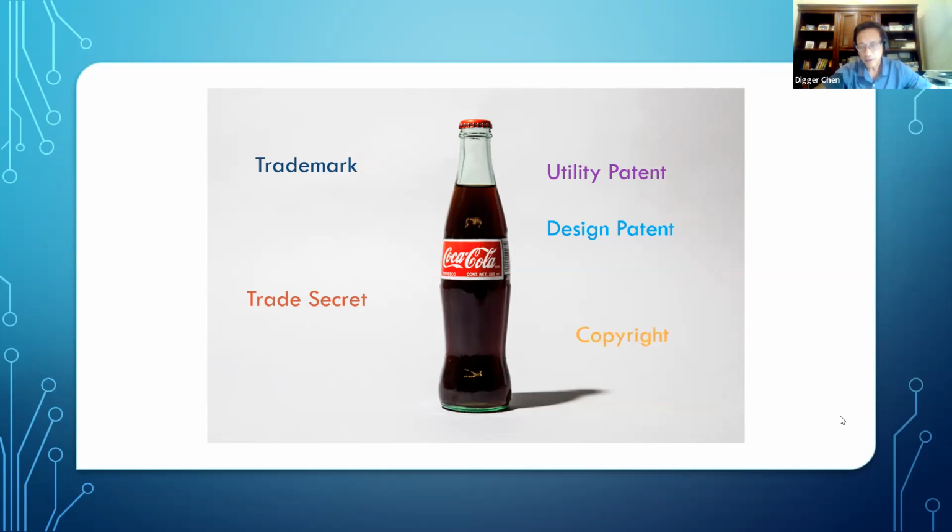And somebody also says copyright. So let's see, this Coke bottle has all categories of intellectual property: trademark, trade secret, two different kinds of patents, utility patent and design patent, and copyright. That's all we have. If you say IP, these are the five categories of IP.